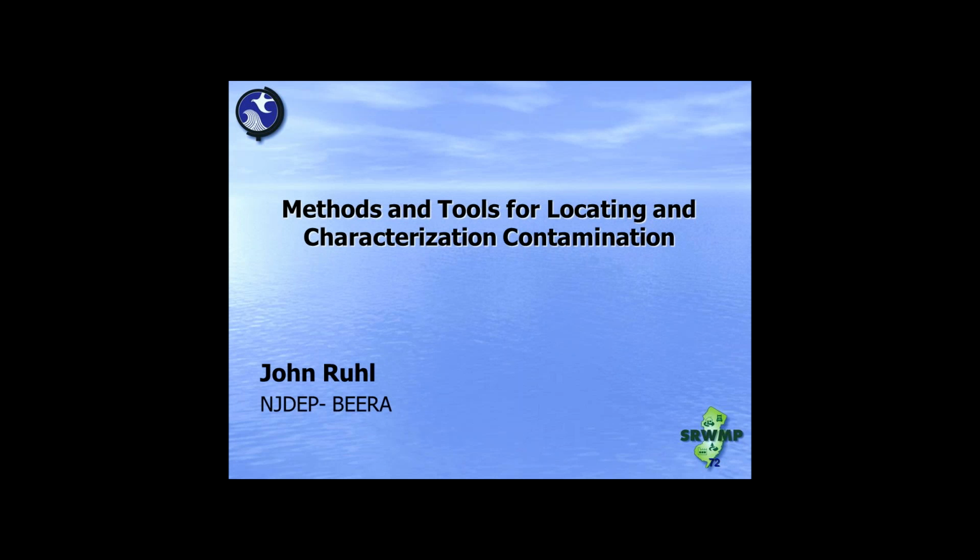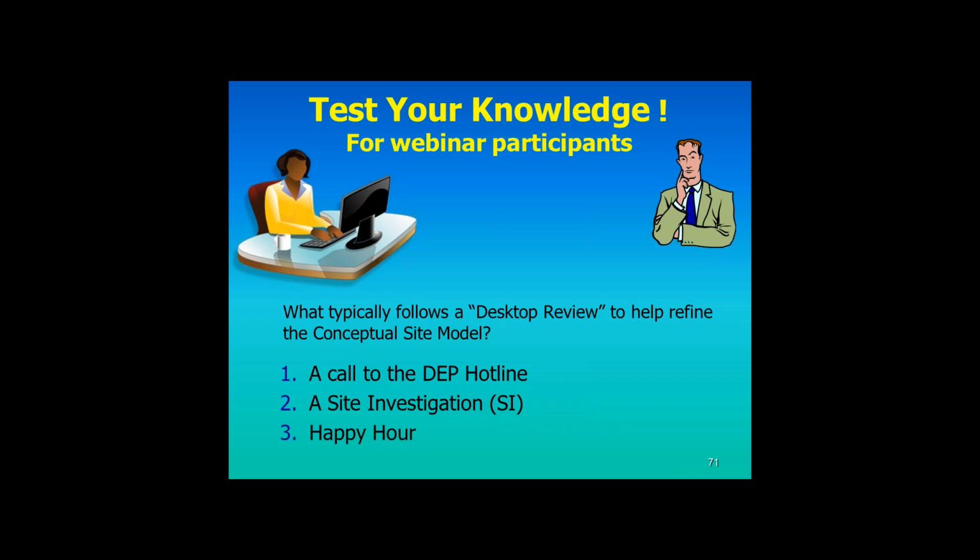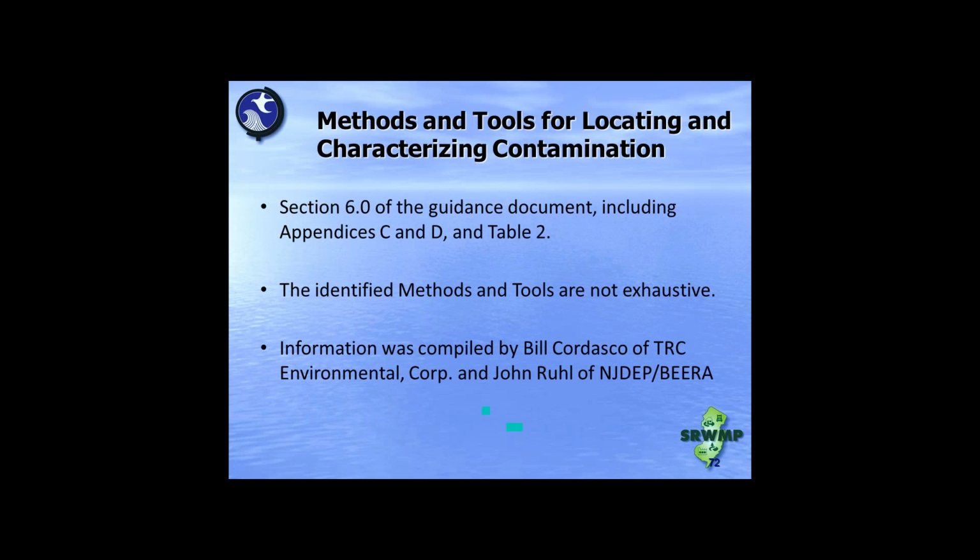Bill Cordasco of TRC and I were tasked with compiling the methods and tools for locating and characterizing groundwater contamination to surface water. These are covered in section 6 of the guidance document and include appendices C and D and table 2. I want to let you know that these tools and methods are not exhaustive. There's probably more out there. I came across a couple more when just preparing the presentation.